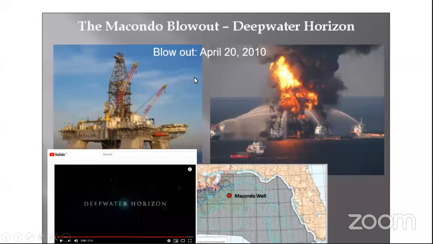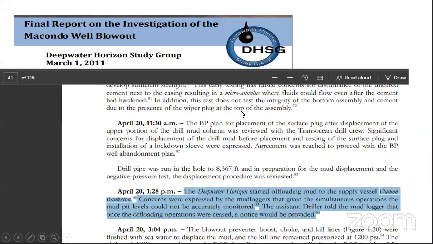So why, what happened? I am sure you must have read it and you must have seen the movie also. If not, there is a full report on this one. You can download it. It's 126 pages. So one small example which I would like to pull out from this is that in this incident, during the investigation, it was found out and concluded that there were simultaneous operations of mud transfer and other operations.